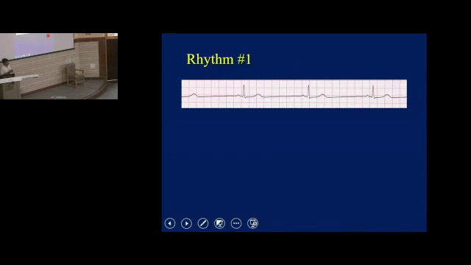What should be the normal rate? 60 to 100 is normal. Here it is about 30 to 40. So what is your diagnosis? Bradycardia. Bradycardia. And why do we call it bradycardia?